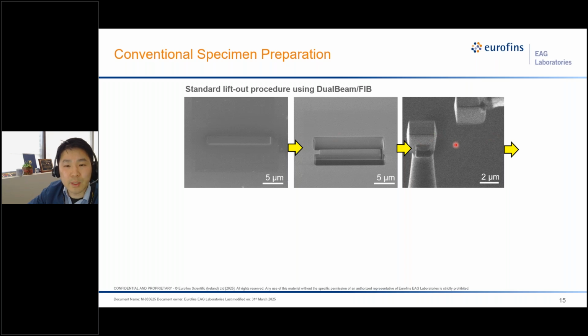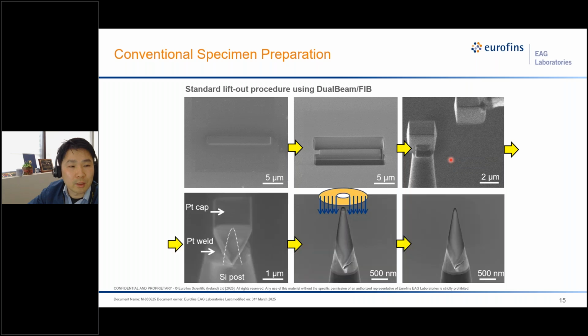Up to this point, the process is very similar to TEM sample preparation, but instead of preparing a thin lamella specimen, we apply annular milling to sharpen the specimen into a needle shape, and the end radius needs to be smaller than 100 nanometers to generate enough electric field required for field ionization.